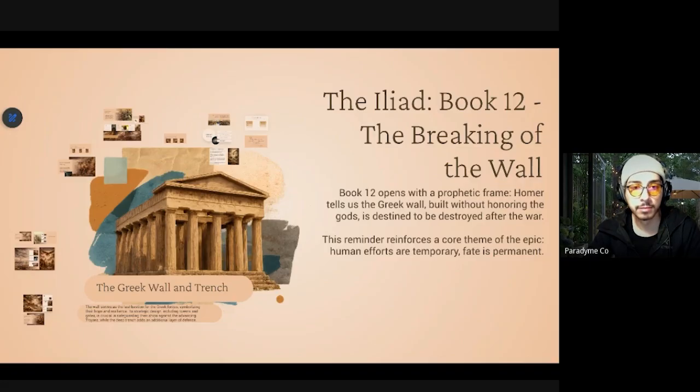The Iliad, Book 12, The Breaking of the Wall. Book 12 opens with a prophetic frame. Homer tells us the Greek wall, built without honoring the gods, is destined to be destroyed after the war. This reminder reinforces a core theme of this epic. Human efforts are temporary. Fate is permanent.